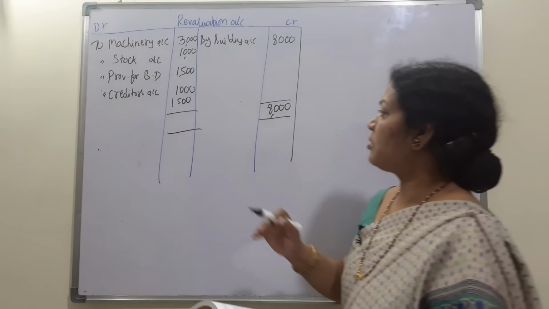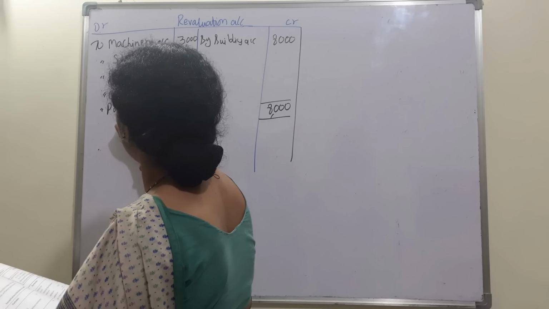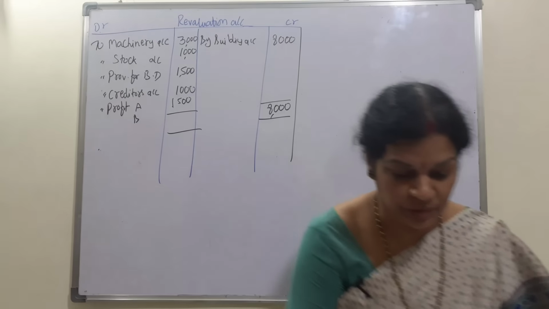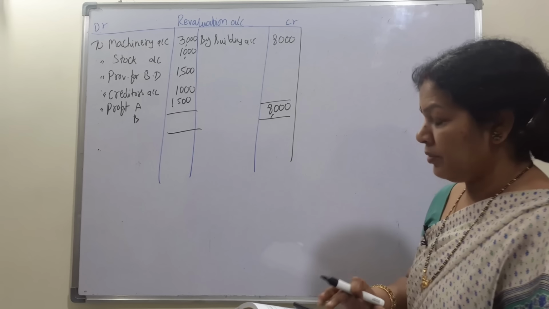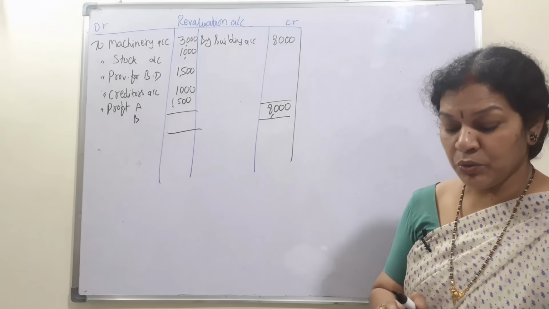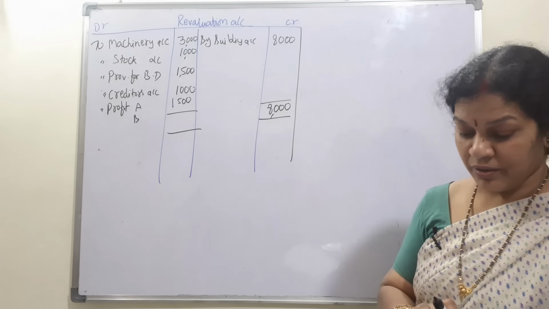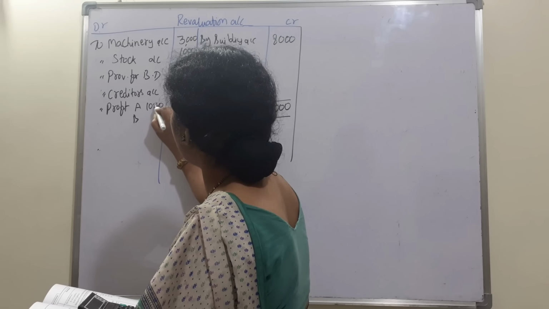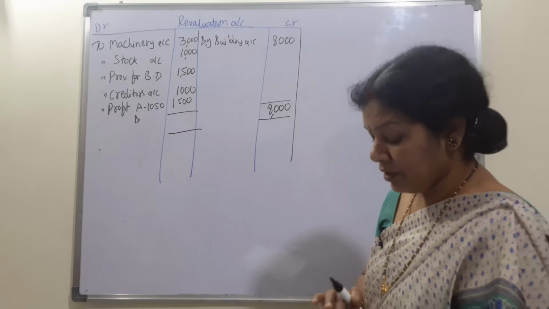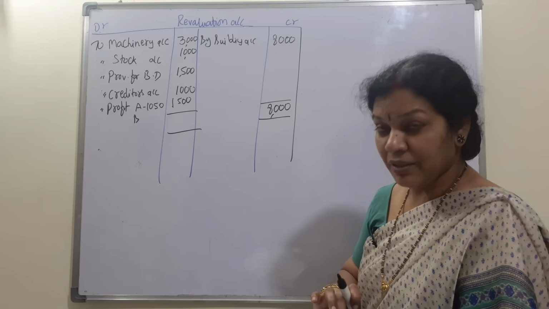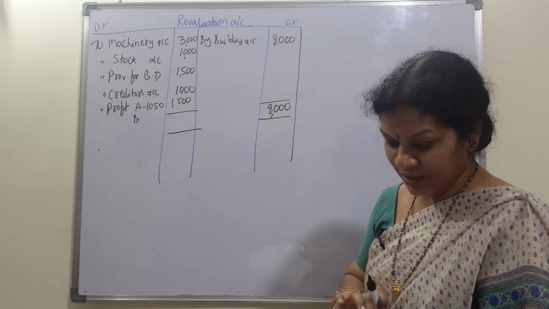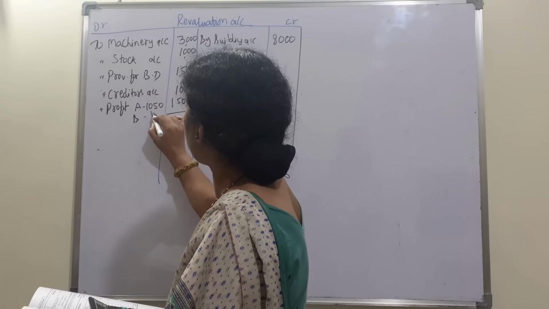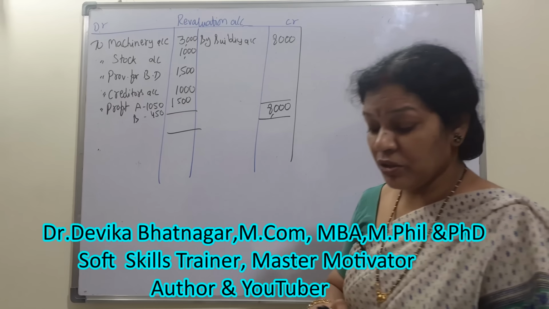We are going to distribute the 1,500 profit in the ratio of 7:3 to A and B. Once again, calculator. 1,500 into 7 divided by 10 comes to 1,050 to A. For B, 1,500 into 3 divided by 10 comes to 450. So the revaluation account is over.